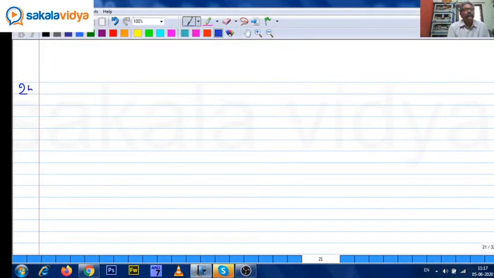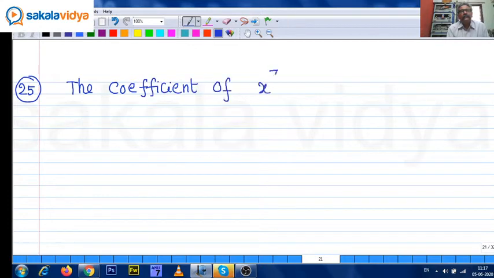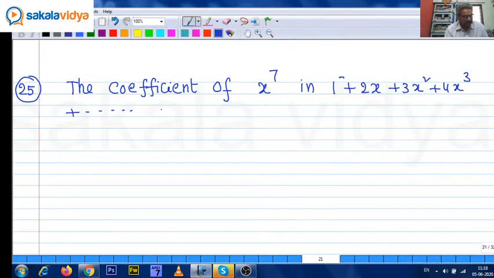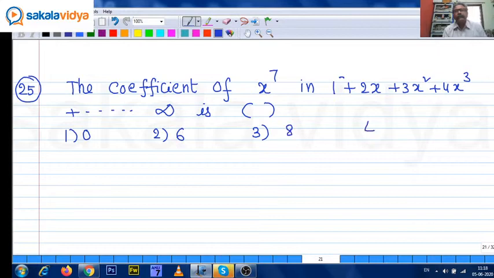25th question. The coefficient of x to the power of 7 in 1 plus 2x plus 3x square plus 4x cube plus so on to infinity is: first option 0, second option 6, third option 8, fourth option 36.